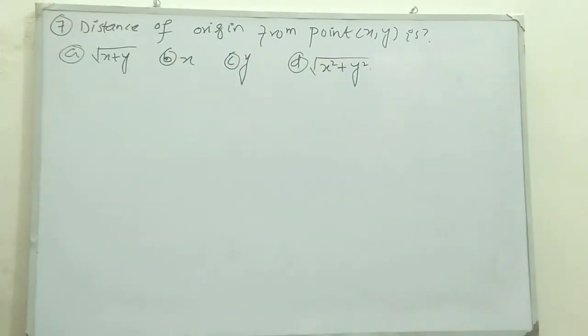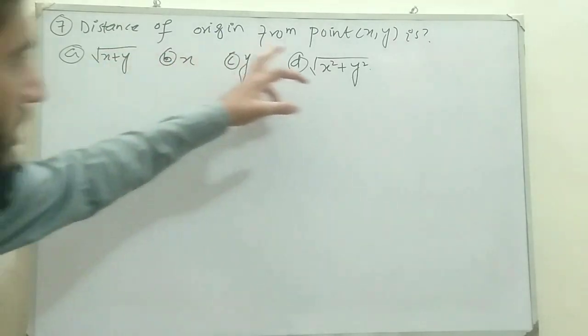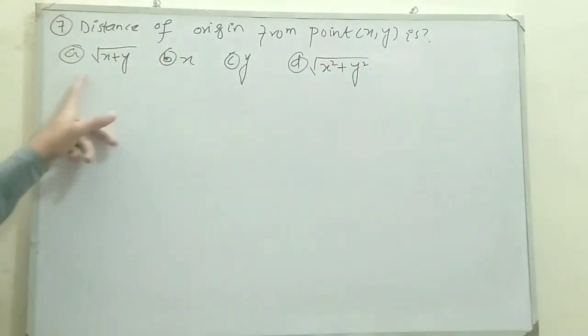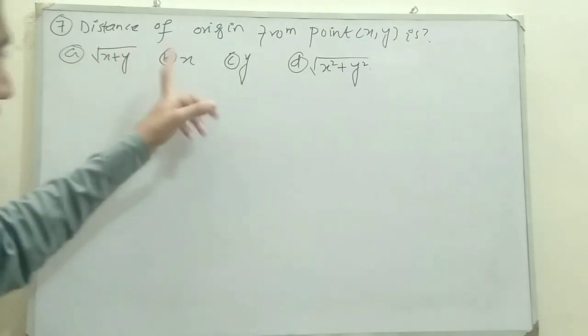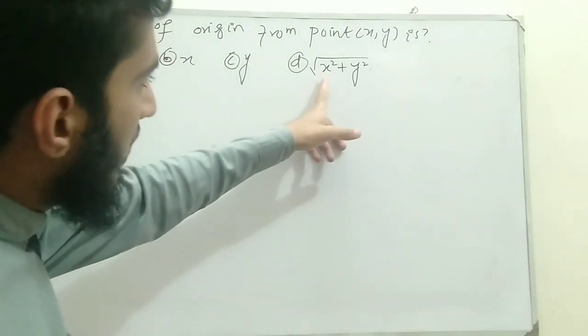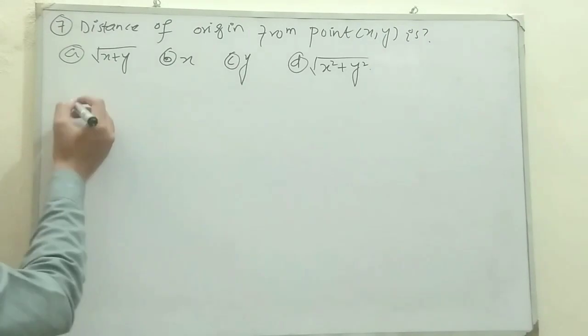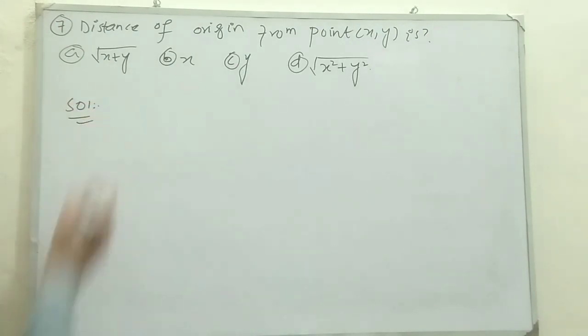Now move toward MCQ number 7. It tells the distance of the origin from the point x, y will be: option A is under root of x plus y, B is x, C is y, and the last option D is under root of x square plus y square. So let's move towards the solution of MCQ number 7.